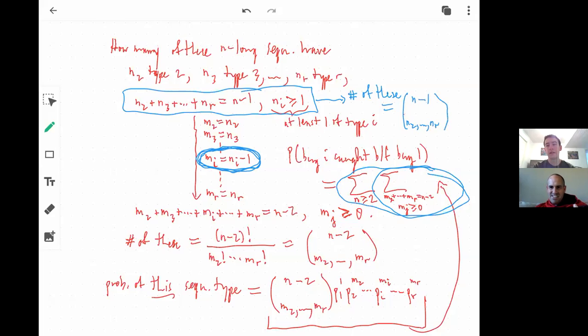Yeah. But then I would have to subtract the bad ones. So what would I subtract? What would be the bad ones? The ones where ni is 0. Yeah, but if ni is 0, it's like you're just doing it with one less variable. Does that make sense? Yeah.